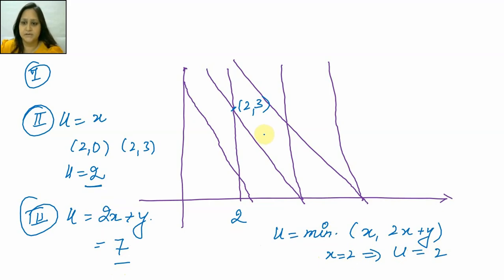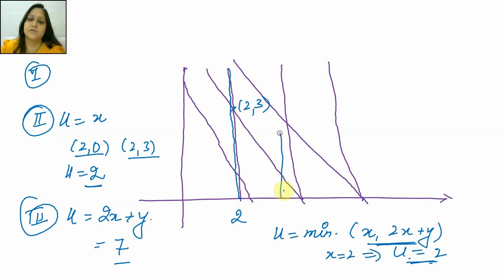So that means a point like (2, 0) and a point like (2, 3), will they lie on the same IC for a min function? Yes, they are going to lie on the same IC for the min function. Why? Because whether I put (2, 0) or (2, 3), my utility is still coming out to be 2, which means this point and this point both are lying on the same IC. If these two points are lying on the same IC, then this is my indifference curve. My indifference curve is nothing but u equal to x.